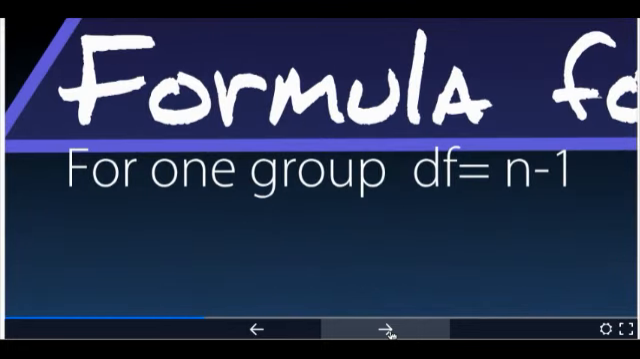If you have just one group, which is what we've been talking about, just one group we're looking at, then the degrees of freedom is always the number of people in that group minus 1. Well, that's so much easier than having to calculate it the other way, isn't it? But at least you understand what that number means.